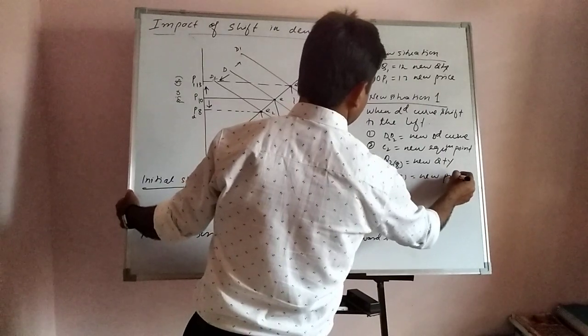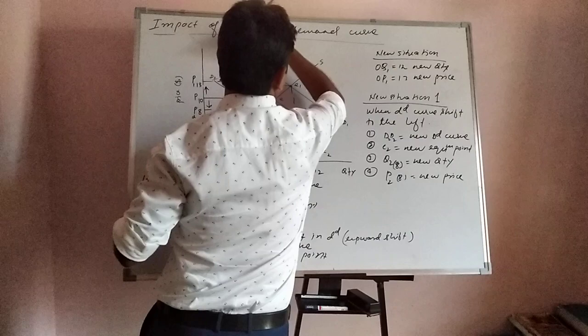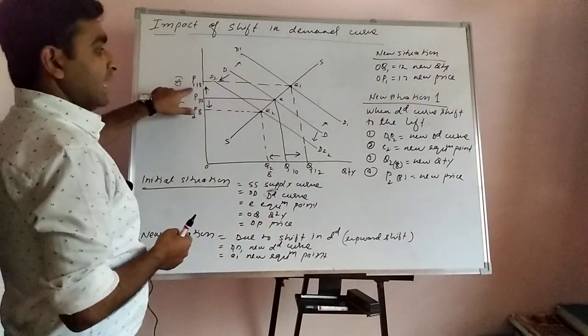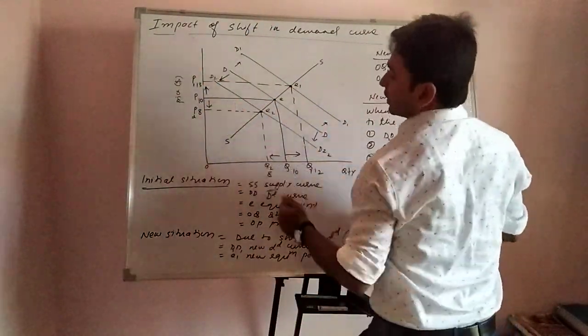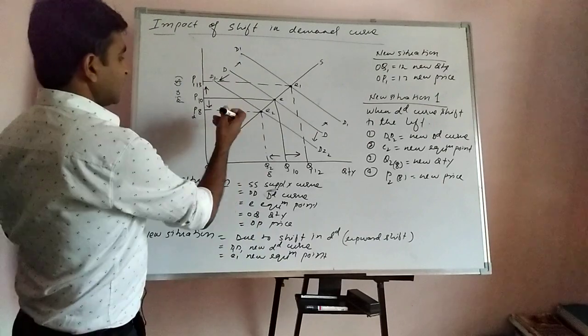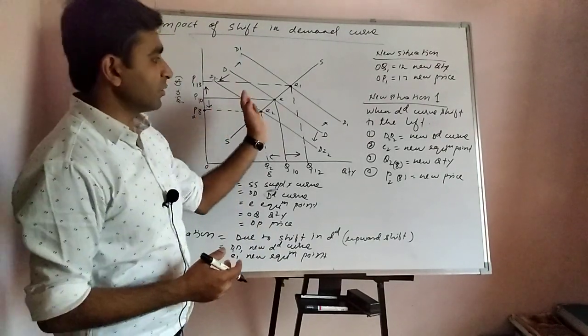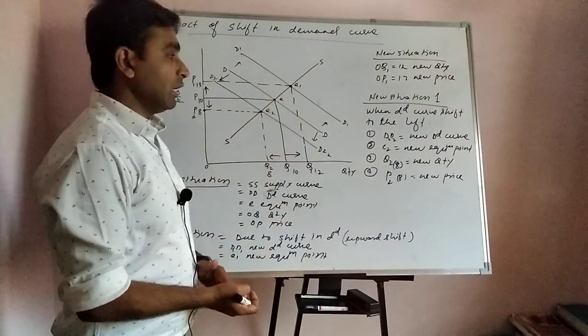So remember, it's very easy. If the demand curve shifts to the right, the immediate impact will be on price, and the price will increase. And if the demand curve shifts to the left, the immediate impact will be on the price, and the price will decrease. So this is all about the shift in the demand curve towards the right and towards the left.